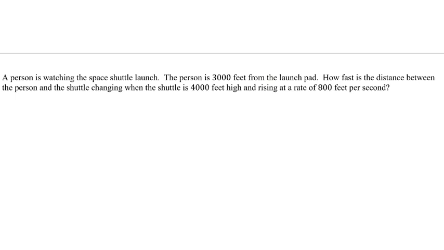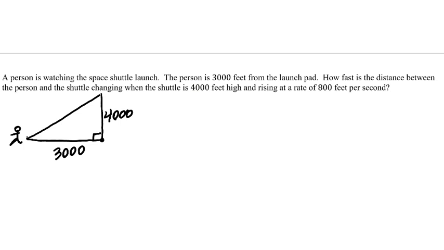Next, we've got a person watching a space shuttle launch. The person is 3,000 feet from the launch pad. Okay, so this will be the launch spot. This will be the person. And how fast is the distance between the person and the shuttle changing? The shuttle is 4,000 feet high and rising at a rate of 800 feet per second. So I'll call that y, I'll call that x, and I'll call this r.